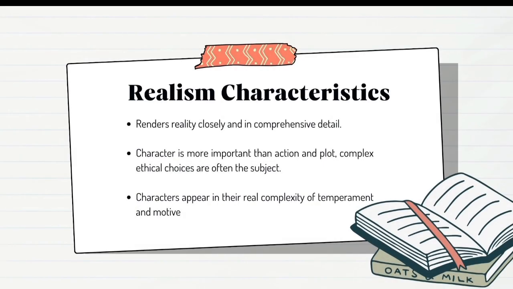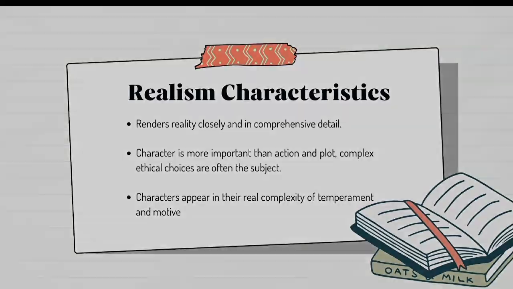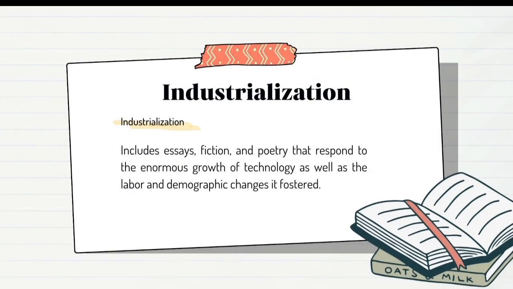So, the characteristics of realism. Realism renders reality closely and in comprehensive detail. Character is more important than action and plot. Complex ethical choices are often the subject, and characters appear in the real complexity of temperament and motive. So let's move on to industrialization.